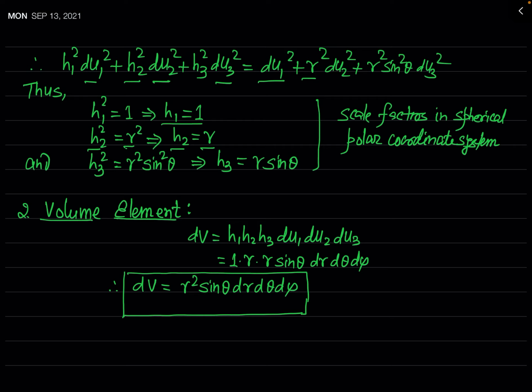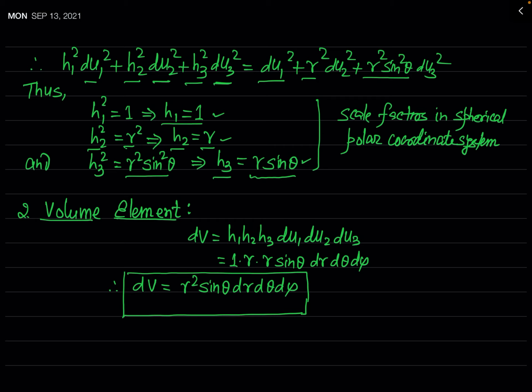Now equate the coefficient of du3 square in LHS and RHS. In LHS it is h3 square, but in RHS this is r square sine square theta. So h3 square is equal to r square sine square theta. It means h3 is equal to r sine theta. In this way, we have obtained the scale factors in spherical polar coordinates, and those are 1, r and r sine theta. It means h1 is 1, h2 is r and h3 is r sine theta.